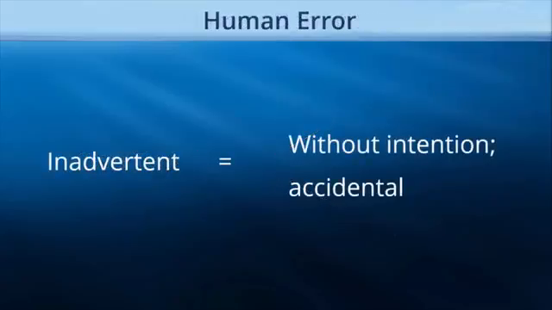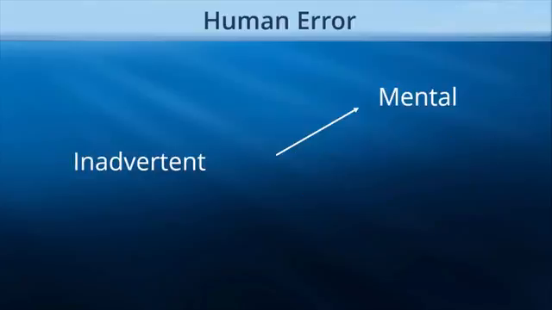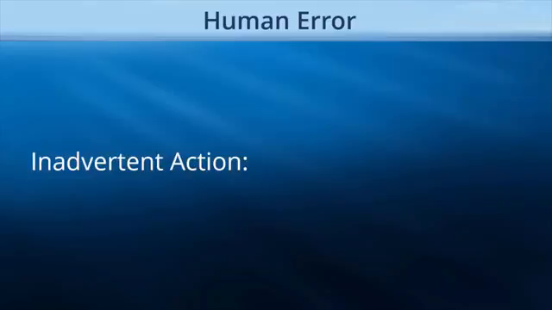You can define errors as inadvertent thoughts or actions, that is, taken without intention or accidental. Inadvertent errors can be mental, or they can also be physical. Here's just a few examples. Now let's take a look at what we mean by inadvertent action. Inadvertent actions can come in a variety of forms.